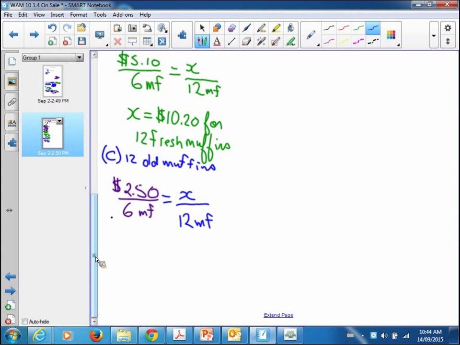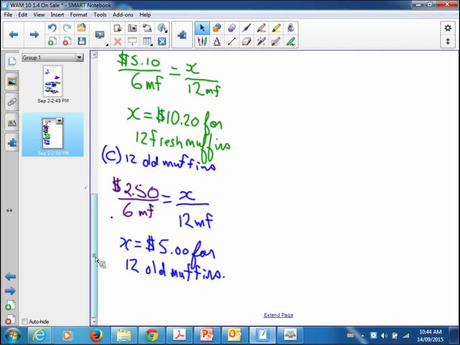So this will turn out to be $5. $5. If you don't want to put the 00, that's fine because it's $5 even. But $5 for 12 old muffins. Put that down there. I'm going to stop the recording and I'll get back to this screen in a second here.